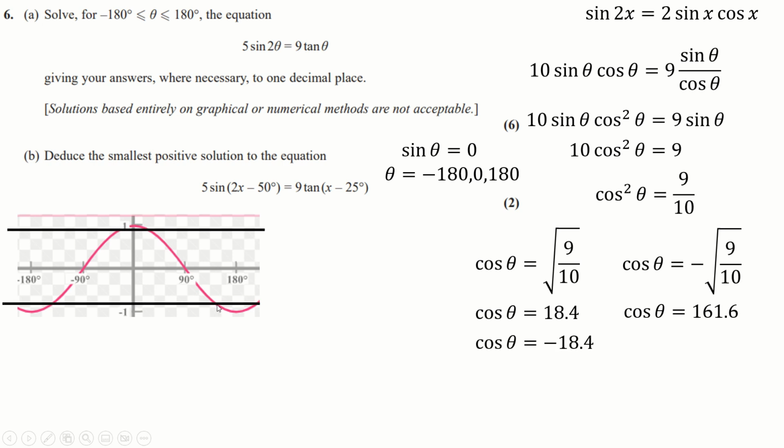There's a solution here of 161. There's also a solution there of minus 161. And so we have 1, 2, 3, 4, 5, 6, 7 solutions.